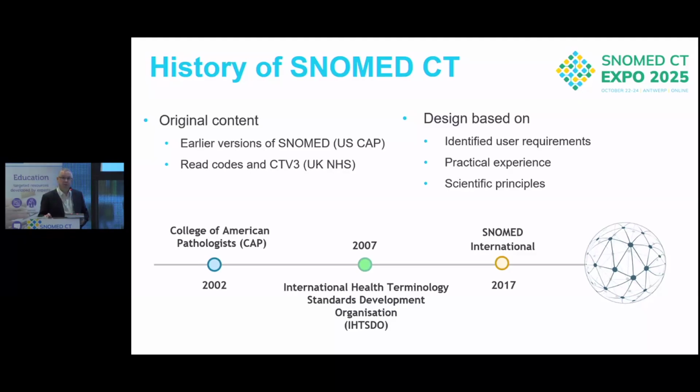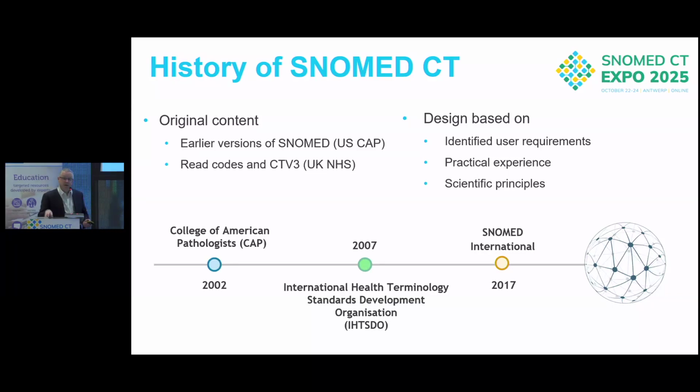Why is that important? Because in Read, we couldn't move a concept from one place to another because the code had dictated where that should sit, just like ICD. In SNOMED, we can move things around because the code's not related to the hierarchy. It's the modeling that decides where the concept sits. So a fundamental difference between SNOMED and those original terminologies.